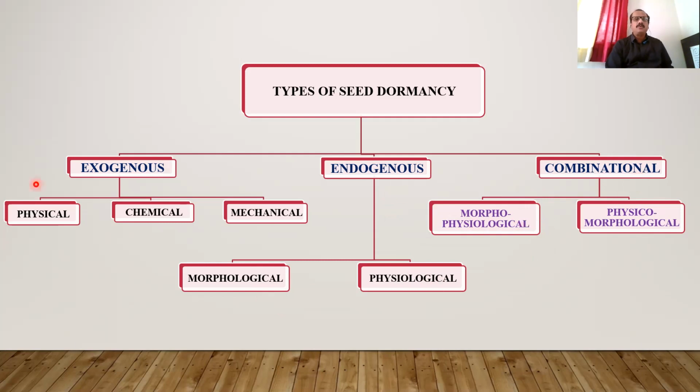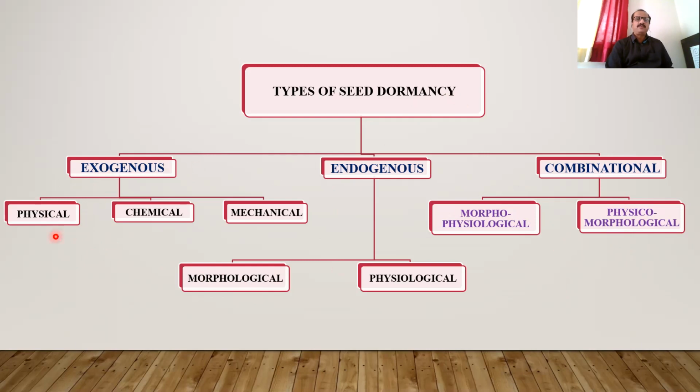Similarly, it may be a combination of exogenous dormancy and endogenous dormancy, as is the case with physico-morphological dormancy. That means it is a combination of physical dormancy and morphological dormancy. Physical dormancy is a type of exogenous dormancy, and morphological dormancy is a type of endogenous dormancy. So when both these types of dormancies are present in a seed at the same time, it is called combinational dormancy. So you have to remember this chart while we discuss the multiple choice questions on this topic of seed dormancy: exogenous dormancy, endogenous dormancy, and combinational dormancy.